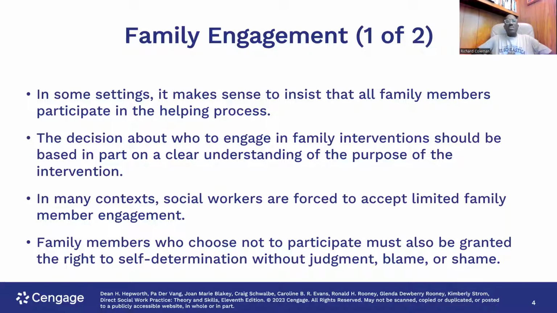So, first off, we need to look at family engagement. As you think about the generalist intervention model, engagement is the first thing that we actually need to do. So these things here on the screen are things that we need to pay attention to as you are starting to think about your work with families. Thinking about, in some settings, it makes sense to insist that all the members participate. Sometimes it may make sense to have some folks be a part of the process and others not, but it just depends on the scope of the issues that the family is actually dealing with.